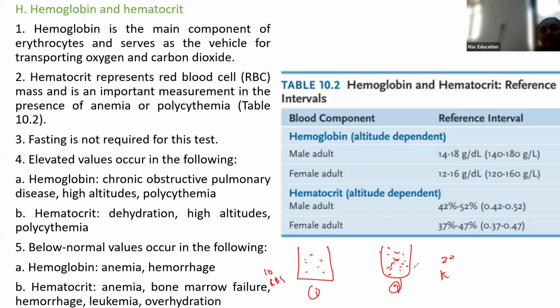So hematocrit represents the RBC mass and is an important measurement in the presence of anemia or polycythemia. Through hematocrit, we can identify whether the patient has anemia or polycythemia.